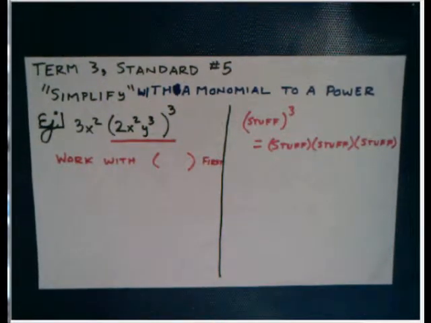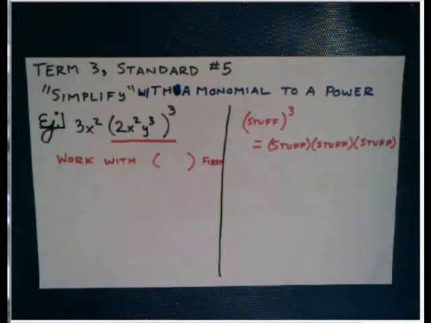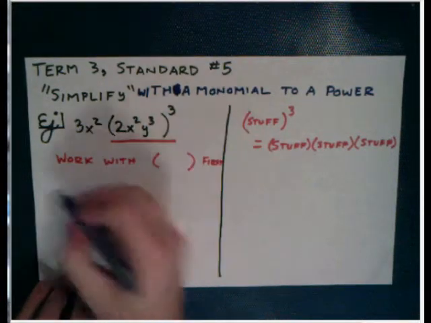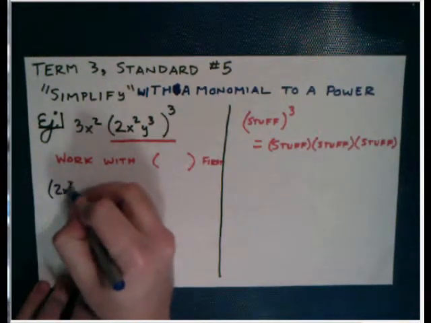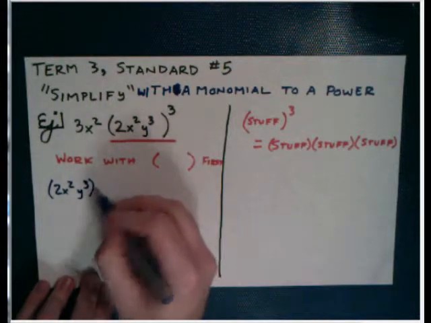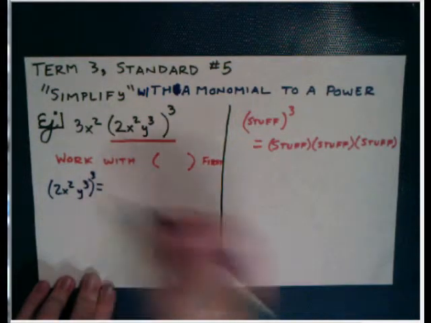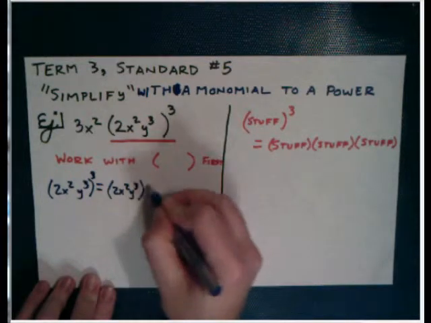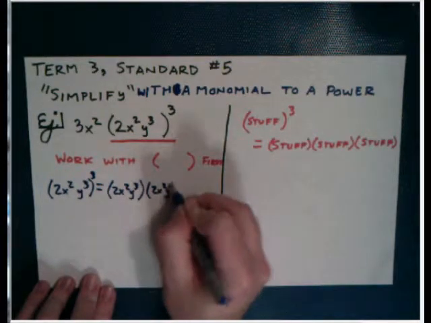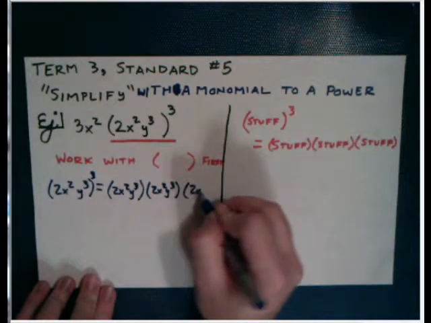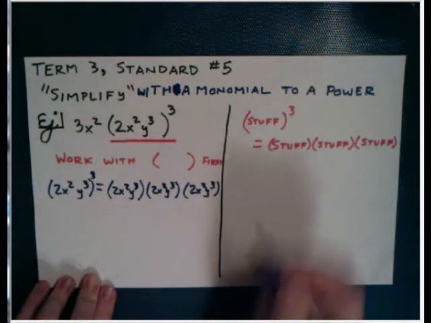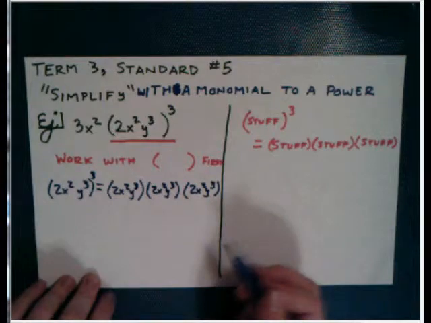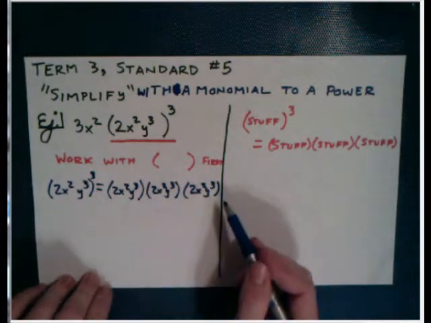So in this case, I'm going to change my color here. I'm going to work in blue this time. So 2x squared y to the third, all cubed. That means 2x squared y to the third times 2x squared y to the third times 2x squared y to the third. No debating it. That's exactly what the exponent power 3 means. We're multiplying it by itself 3 times.